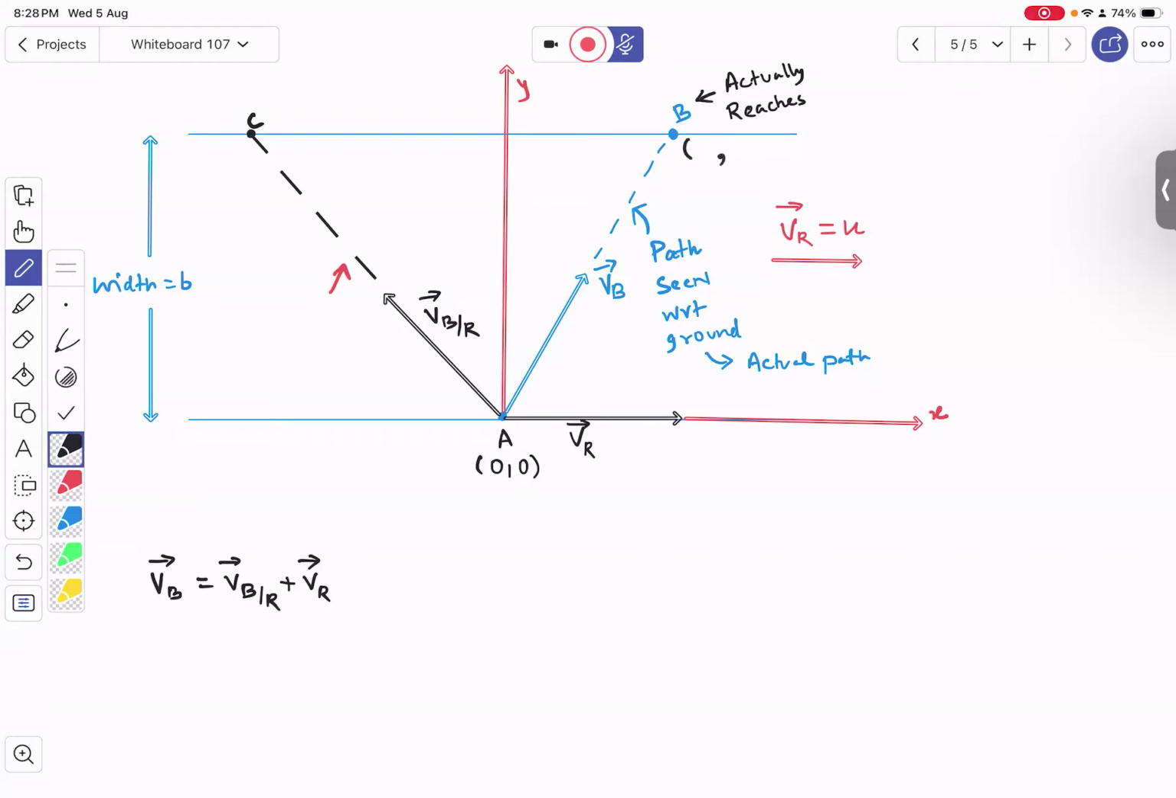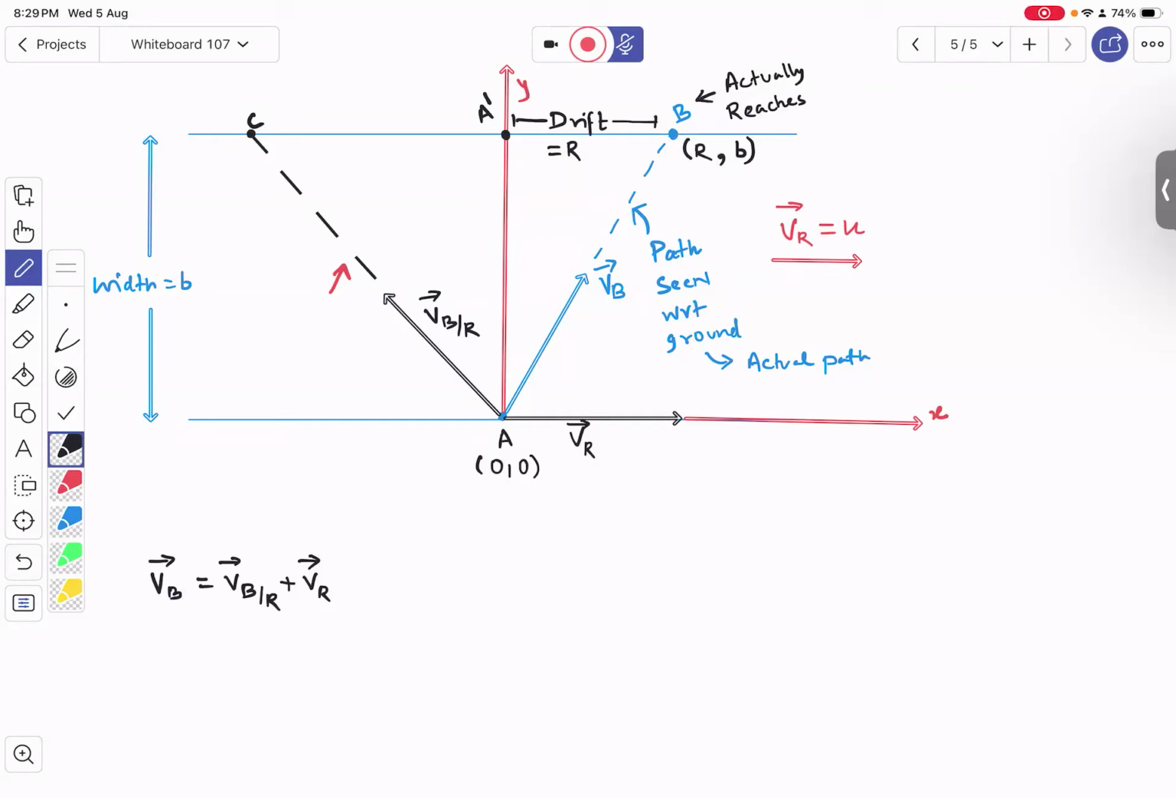The y coordinate will be the width of the river, for which I'm using the symbol small b. Is it not? And the point on the opposite side of the bank is this point A dash. How much he has traveled along the x-axis direction, or along the river flow direction, is the length A dash B. And that is something we call drift. The symbol I'm going to use for drift is R. So the x coordinate of the point B will be R, no?